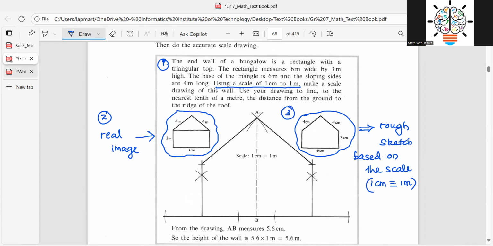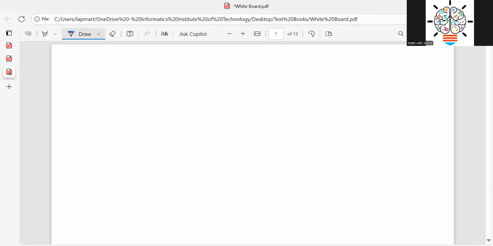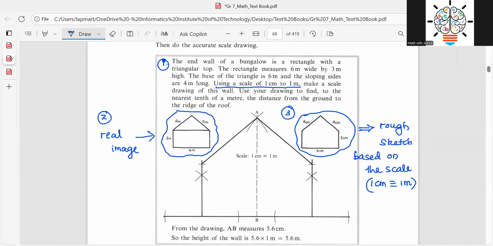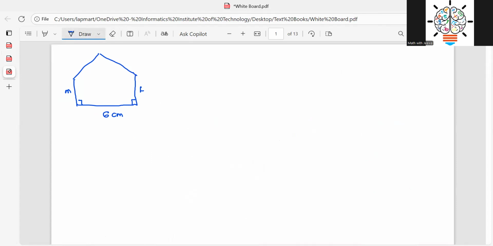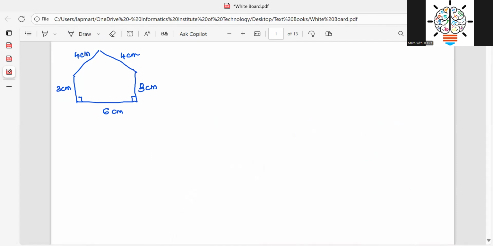So now I'm going to do the construction. Here I have the rough sketch like this. And here I know this should be 90 degrees. This is 6 centimeters. This is 4 centimeter and this, not 4, sorry, it should be 3, not 4. 3 centimeter, and here it is 3 centimeter, 4 centimeter, and 4 centimeter. So this is my rough sketch.